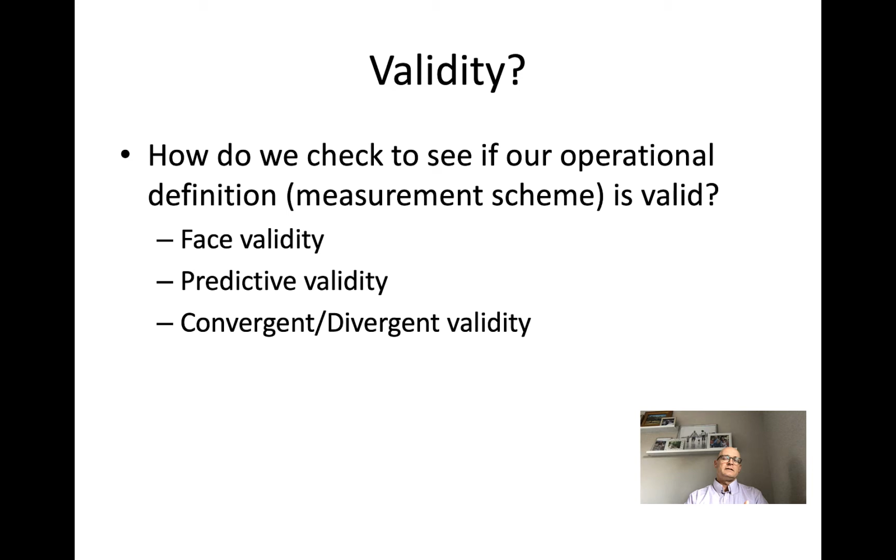And then another way to think about validity is, predictive validity is a lot about, does the action end up showing a change in the concept? Is it related to these changes? Now, convergent and divergent validity are about being able to separate the concept from other concepts.